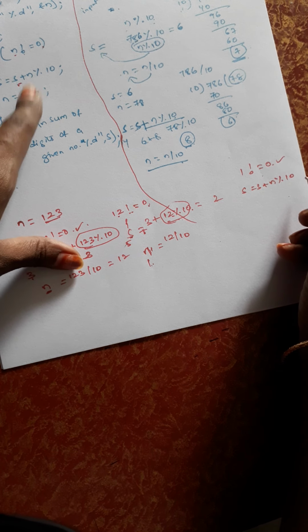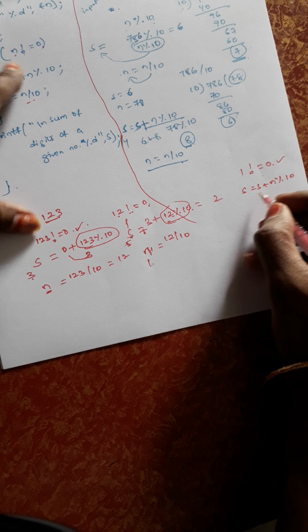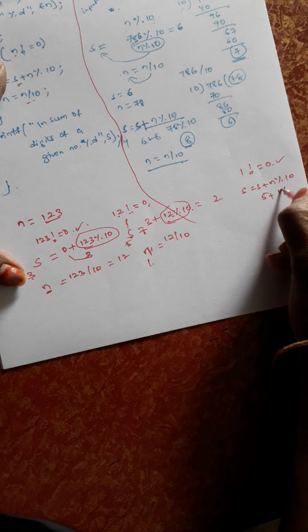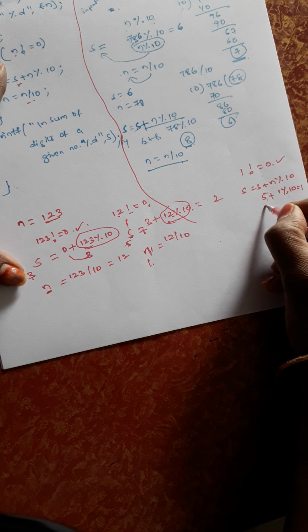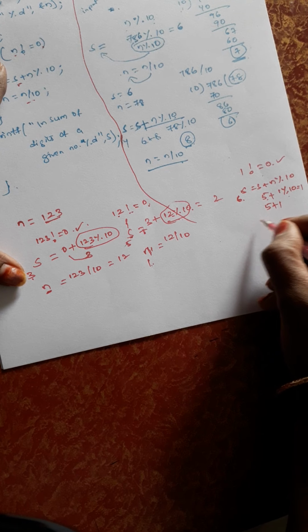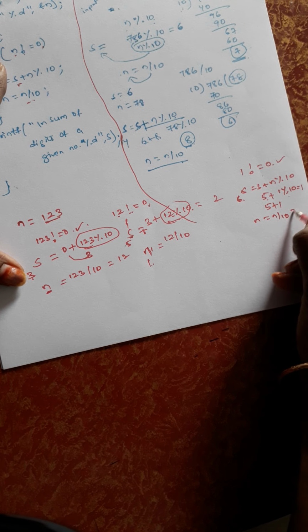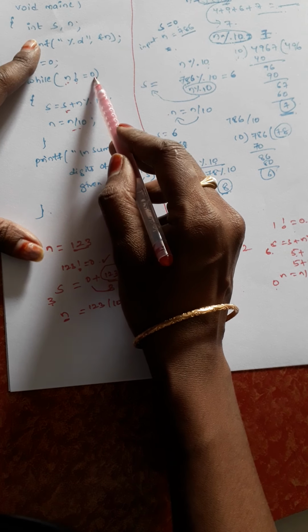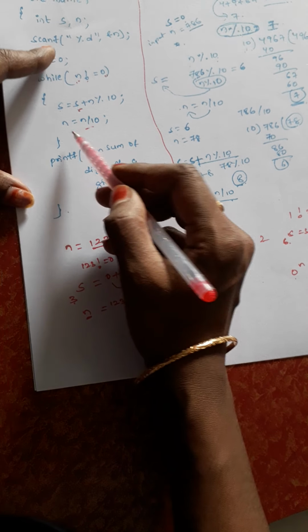This is the logic. 5 plus 1 modulus 10, that is 1. So 5 plus 1 is 6, and that is assigned to s. Next, n equals n by 10: 1 by 10 is 0. What is n value? 0. Now check the condition: 0 not equals 0. The condition is false, the loop exits.